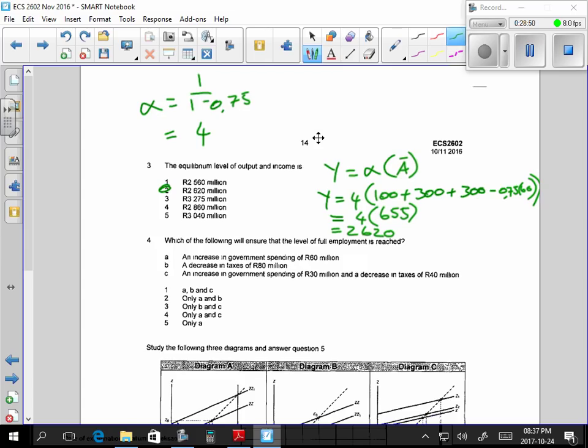Which of the following will ensure that the level of full employment is reached? Okay, so again, same methodology. You need to take what your current level of output and income is. You need to subtract it from the full employment level of output and income, but then you need to divide that difference by the multiplier, and then you'll see how much your whatever needs to change by. Government expenditure, investments, autonomous consumption, whatever the case is. All right?